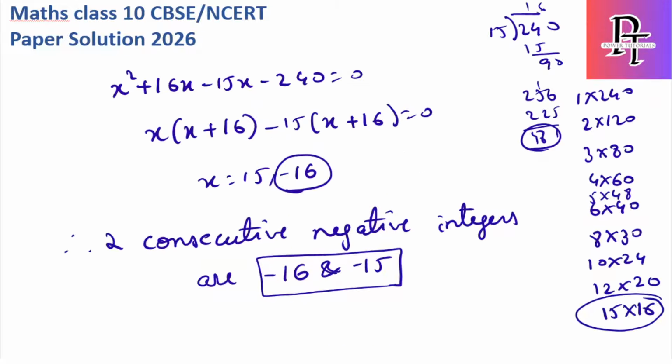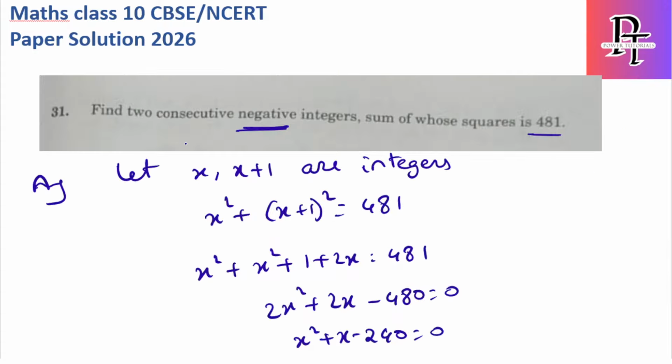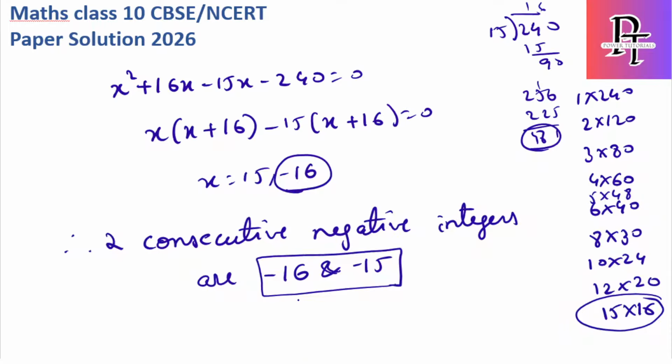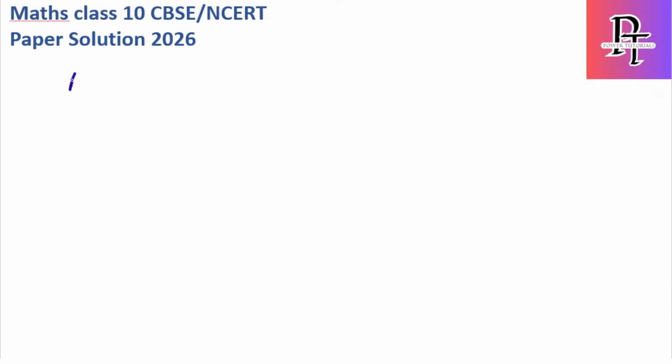So if you write 15 and 16, your answer is wrong, because they clearly mentioned in the question it should be two consecutive negative integers. So the two consecutive integers are minus 16 and minus 15. Okay, now I'll write all the answers as we had done in the previous videos.